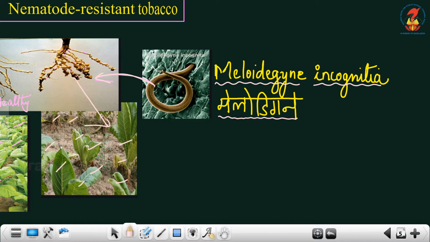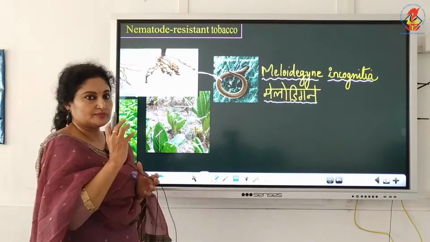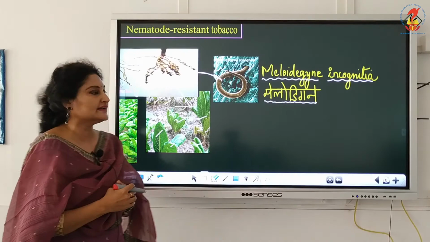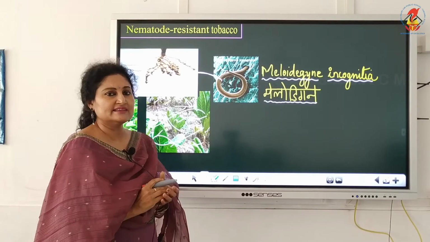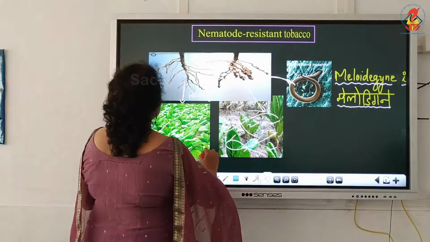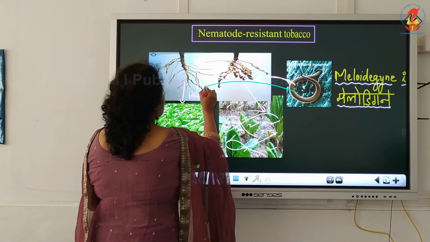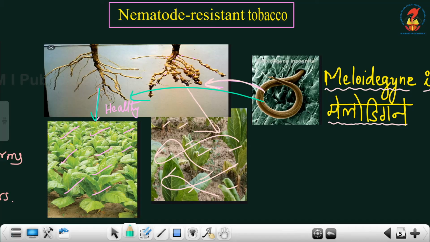This nematode invades the roots, not the leaves. Once it invades the roots, what happens? It forms root knots and it will affect the yield. And finally, the leaves will not develop properly, they are unhealthy, and we cannot get a good yield from tobacco. So we should see that the roots are not invaded by this particular parasite, endoparasite, nematode, so that we get a good yield of leaves.